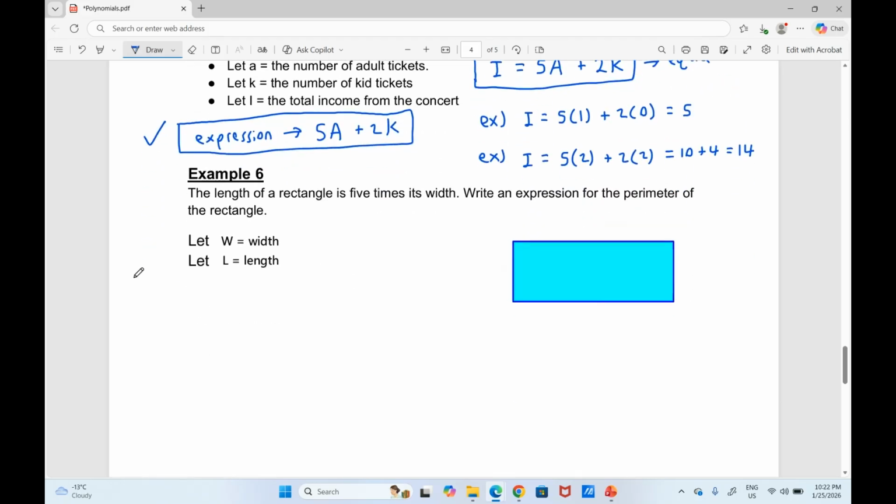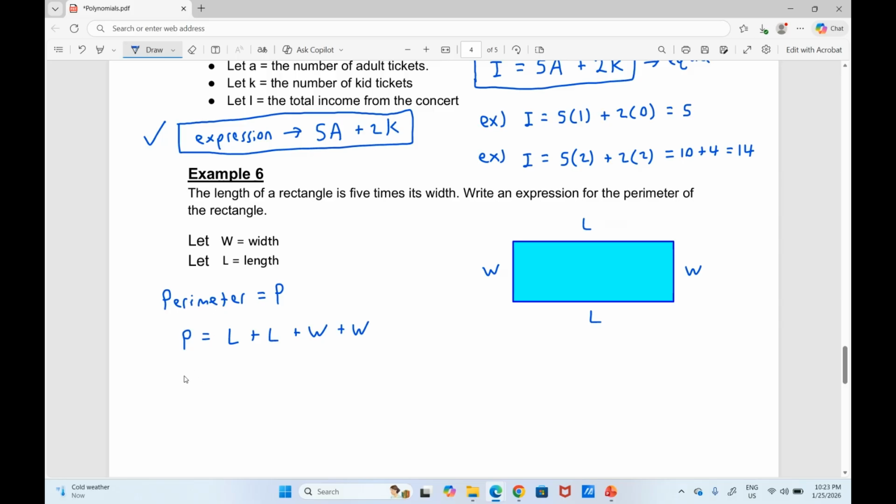Okay, now example 6. The length of a rectangle is 5 times its width. Write an expression for the perimeter of the rectangle. So first things first, let's let the perimeter be equal to P. And then perimeter would be equal to length plus width plus width, because I've got a length here, a width here, and a width here, and perimeter is the total distance around the entire rectangle.